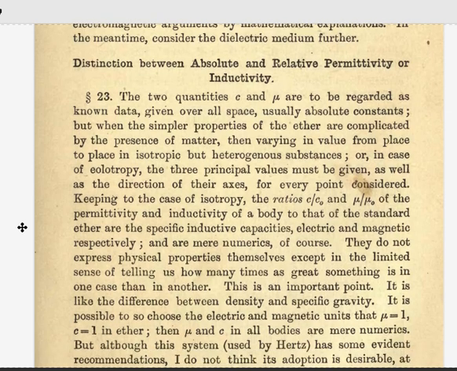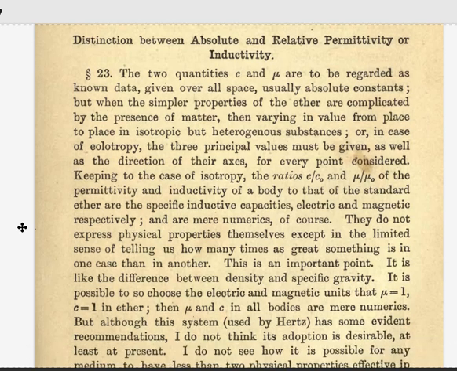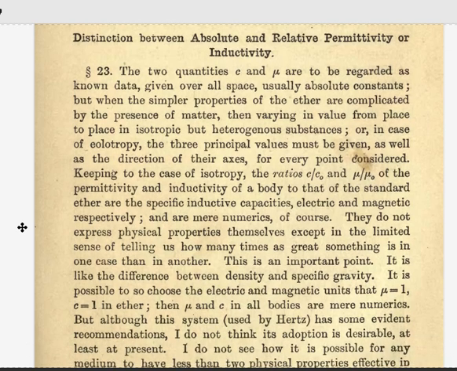Distinction between absolute and relative permittivity or inductivity. 23. The two quantities c and mu are to be regarded as known data, given over all space, usually absolute constants. But when the simpler properties of the ether are complicated by the presence of matter, then varying in value from place to place in isotropic but heterogeneous substances, or, in case of eolotropy, the three principal values must be given, as well as the direction of their axes for every point considered.